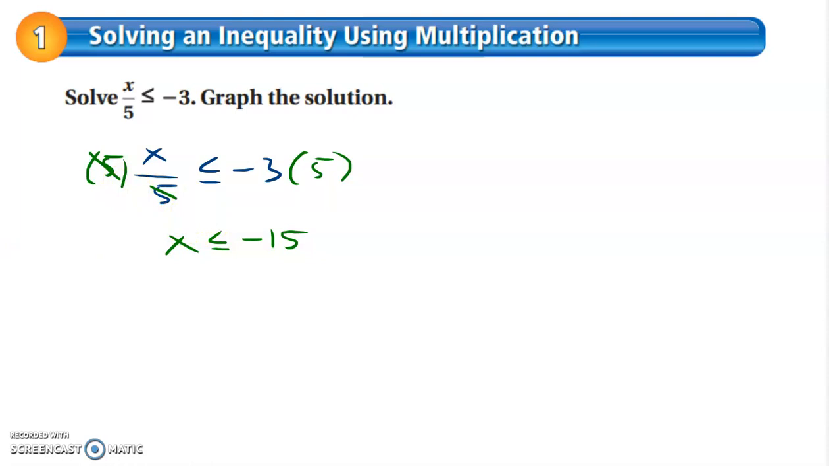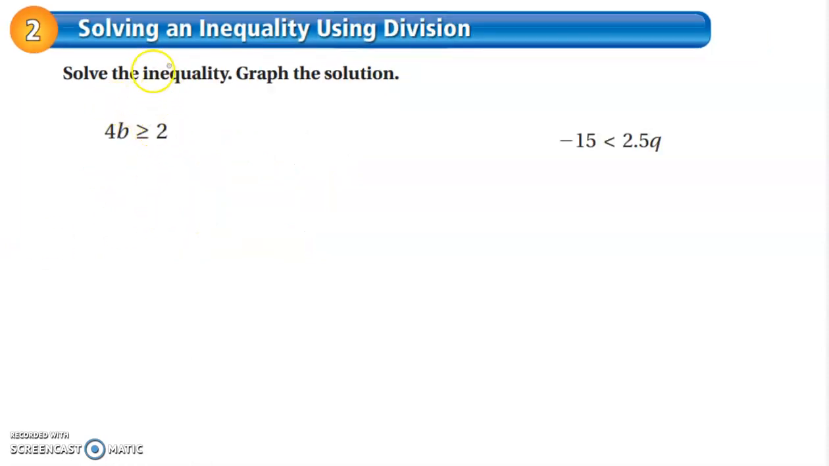Okay? Nothing's different here. If we solve an inequality using division, if we divide by a positive number, here we have to divide by 4. Divide by 4 on each side. B is greater than or equal to 1/2. Solve that just the same way you would an equation. Divide by 2.5 on this side. Divide by 2.5 on this side. And we get negative 6 is less than q.